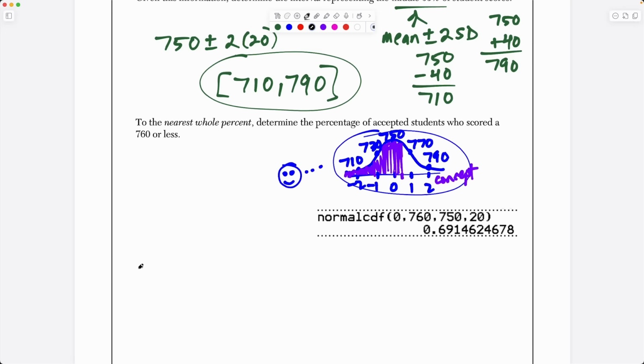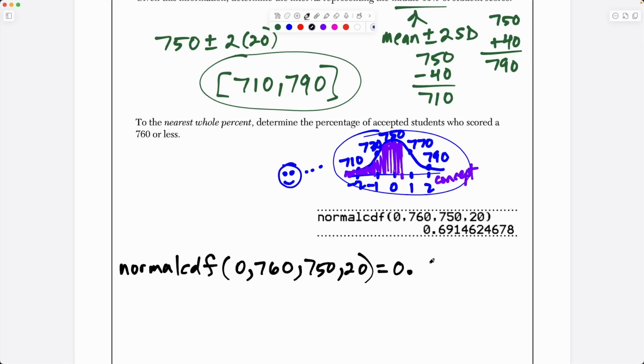So for a question like this, I honestly just write out everything that I typed in the calculator. So I write normal CDF, and then I have 0, 760, 750, and then 20. And then equals, and I write out a few decimal places here. So I'm just going to write out everything that I see on the screen. Okay, so just carefully writing these values down, but they said to the nearest whole percent.